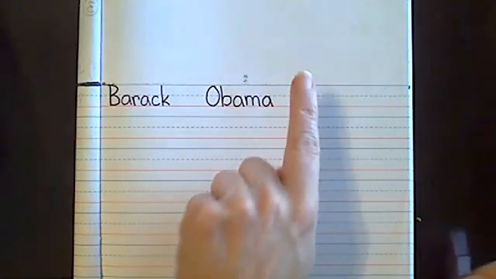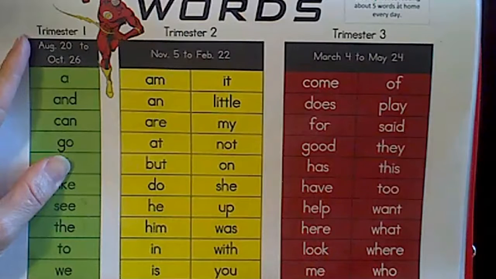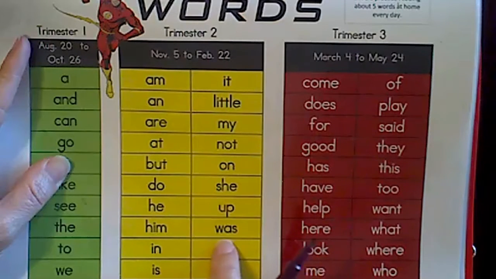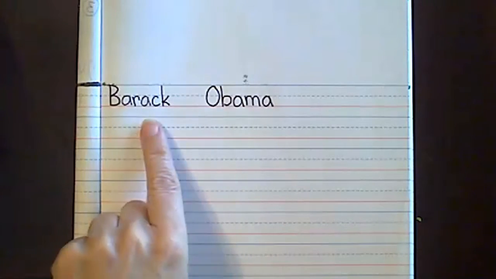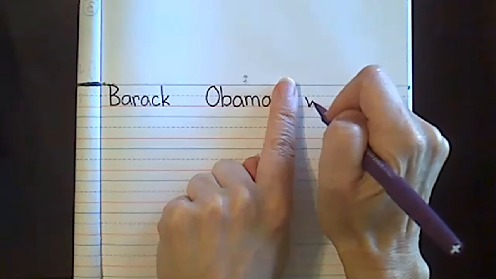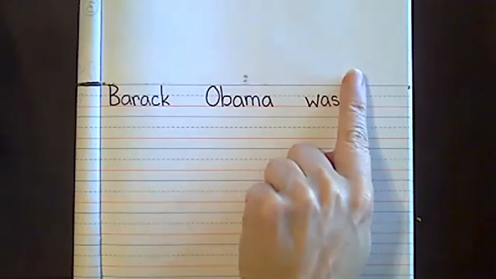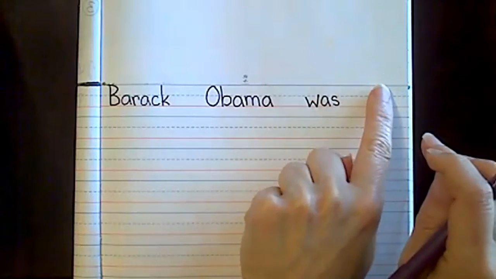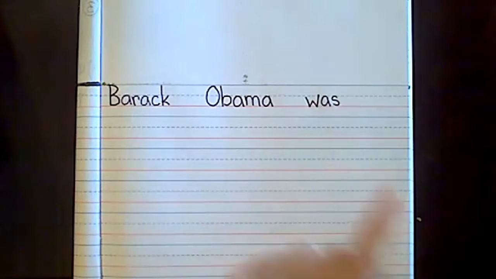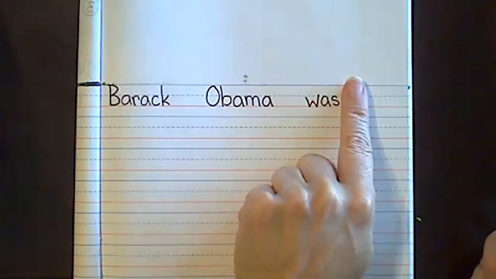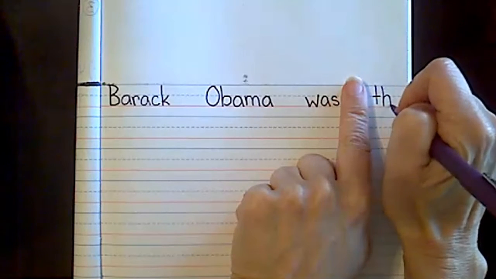Was. Finger space. Was is one of our sight words, our flash words. So remember, you can use your flash word resource to find the words. Was, W-A-S. Barack Obama was the. If you run out of room, you don't want to squish it in or write half the word and move it down. It's better to just move the whole word. I have enough space, so I'm going to go ahead and write the. The is another flash word on your flash word page, T-H-E.